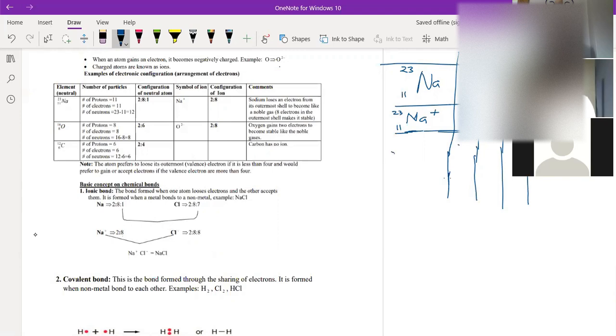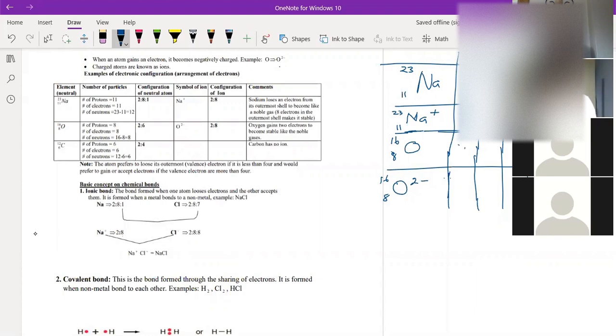Okay, let's do another one. Let's look at oxygen, 16 and then 8. And then we'll look at oxygen 16, 8, but then 2 minus. How many protons here? Would somebody want to try this one? 8. 8, correct. That's the atomic number. Number of electrons? 8. 8, correct. And then neutrons? 8. 8, perfect. Because 16 minus 8. Okay, that's correct. All right, so let's go to the one with the charge.